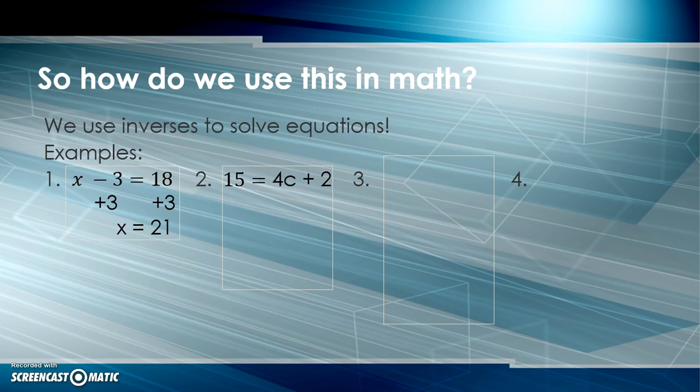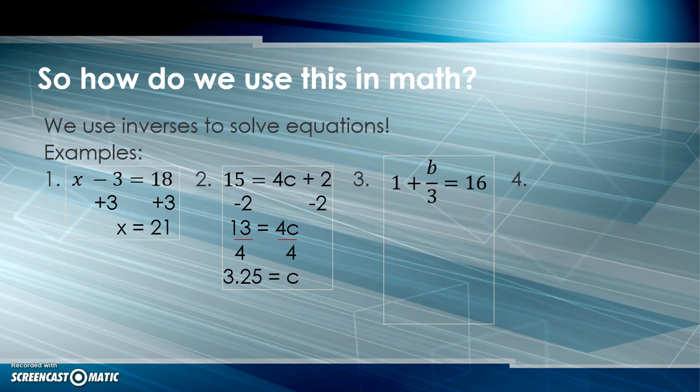Here's another one. 15 equals 4c plus 2. Use the inverse of the plus 2, which is a minus 2, and you get 13 equals 4c, and then use the inverse of multiplication to divide by 4, and you get 3.25 equals c.